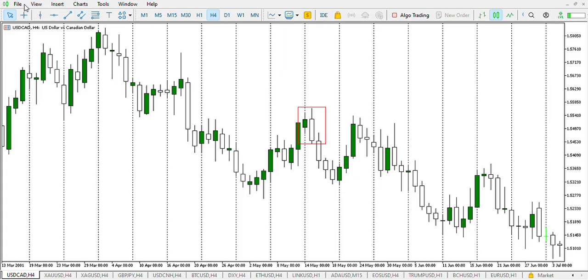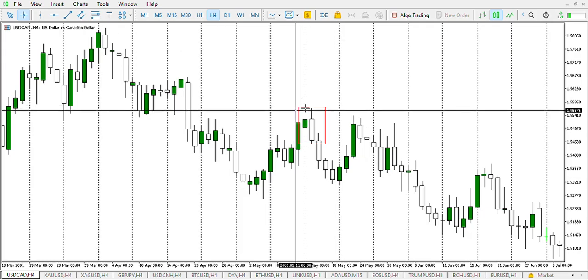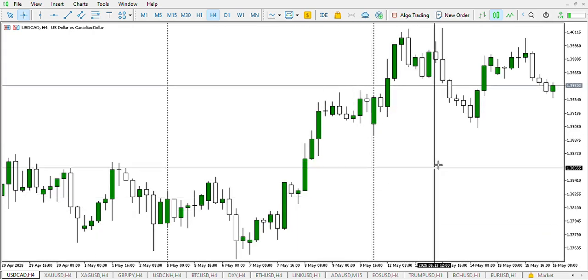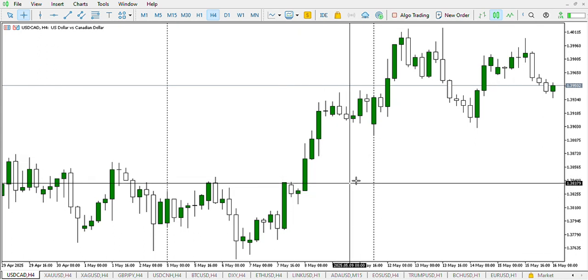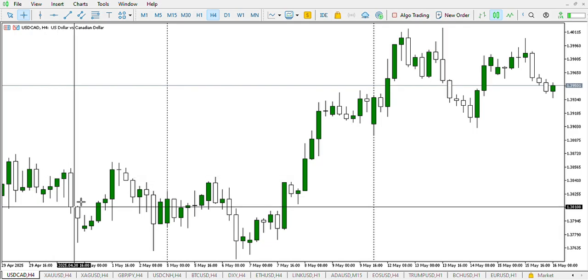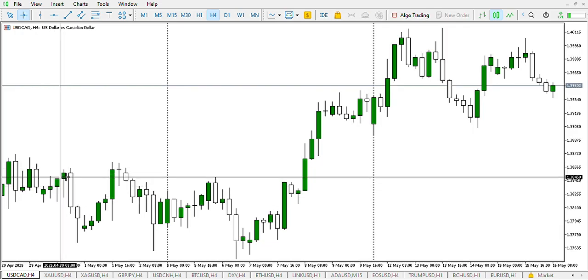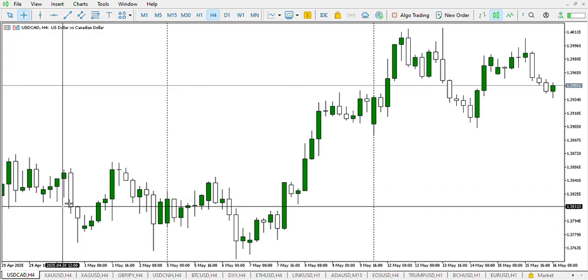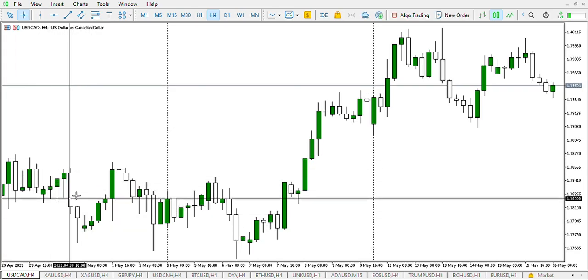So right here in front of us we have an example of the bearish engulfing. Oh, the chart has moved. Here we have a bearish engulfing. The first candle, we can see buying activities, and right here what do we see? We can see strong selling activities.